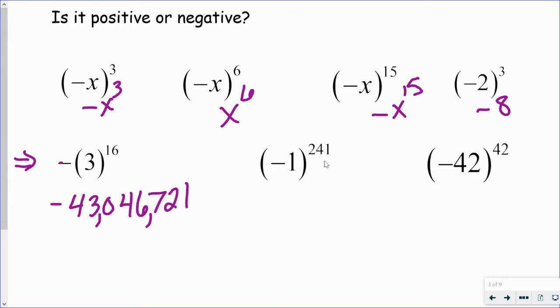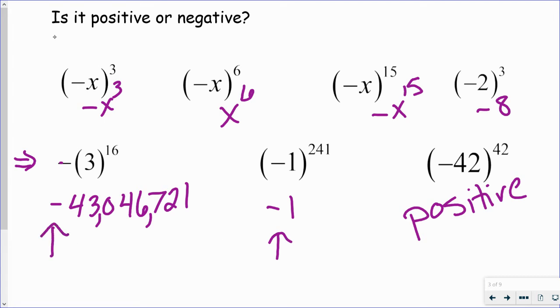Okay, the exponent is odd. 241 is an odd number. This is just saying -1 times -1 times -1 times -1, 241 odd times. So that would be a -1 for your answer. And this would be -42 times -42. That's a big, big, big number, but I know the power is an even number, so I know this would be a positive. If I put that in my calculator, it's going to give me an interesting answer, but it's going to be a positive answer. So again, it all depends on if your power is positive or negative.